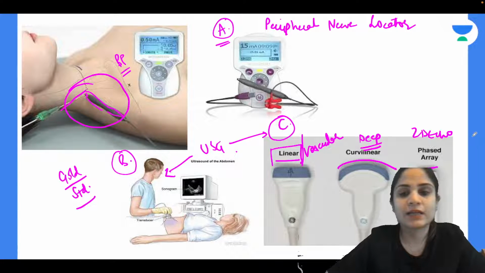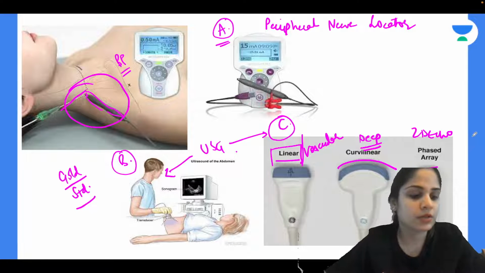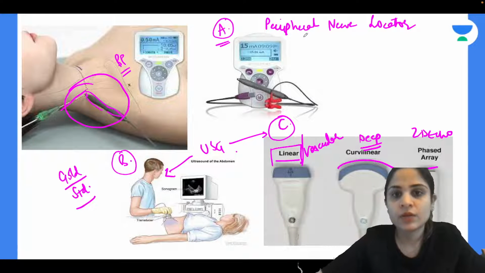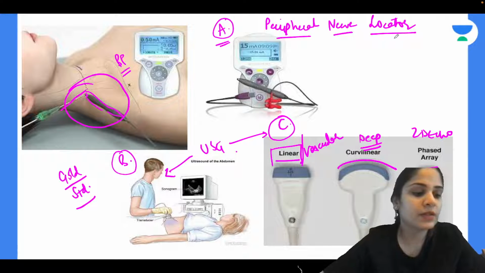So that is why they can ask you some questions on ultrasound for sure, okay? Now, the next that we have is the peripheral nerve locator. So how does the peripheral nerve locator work?